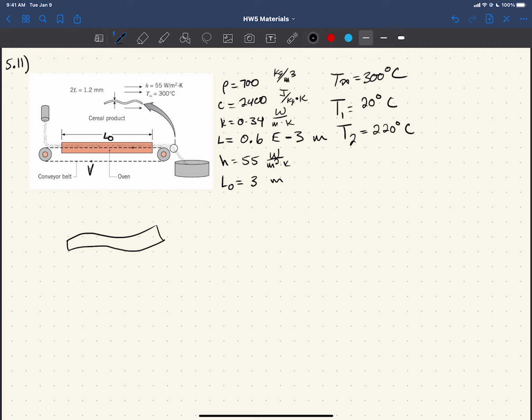And we need to calculate based on the temperature of the convection oven there, and basically the convection oven part is taken care of by giving us the T infinity and the h. That's all that you really need to know in that department. We need to figure out the velocity of the conveyor to make this happen.